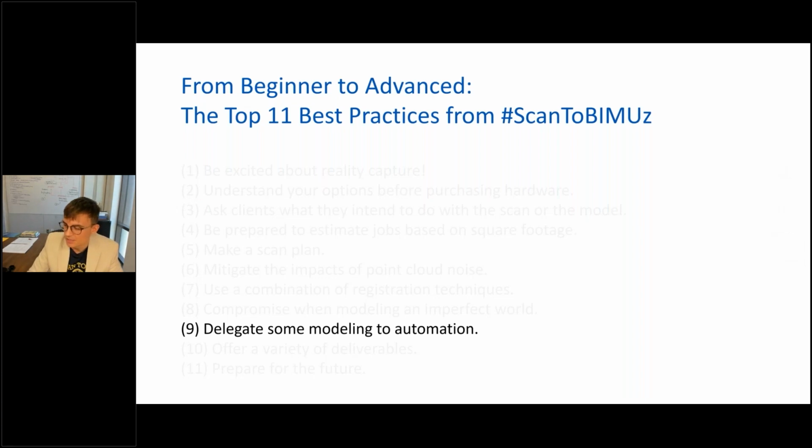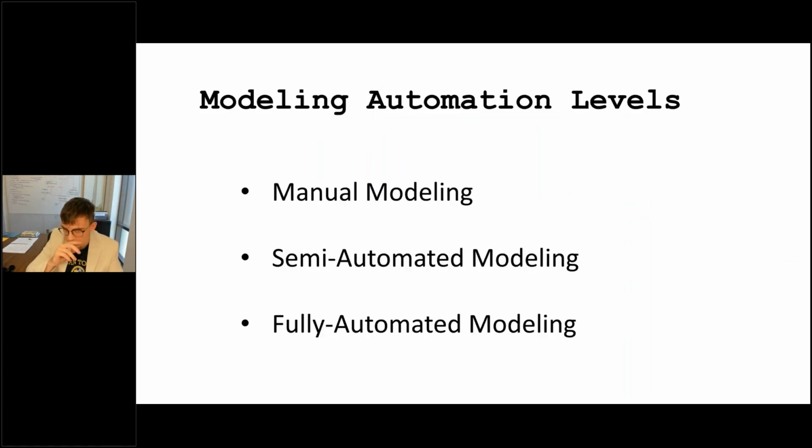Delegate some modeling to automation. So there are three modeling approaches: manual tracing, semi-automated, and fully automated. If you've mastered your modeling program, you'll be able to model pretty quickly. On small modeling jobs, there's really no benefit to automation. You just fly through that manually. But on larger week-long or maybe month-long modeling projects, you should consider automation.